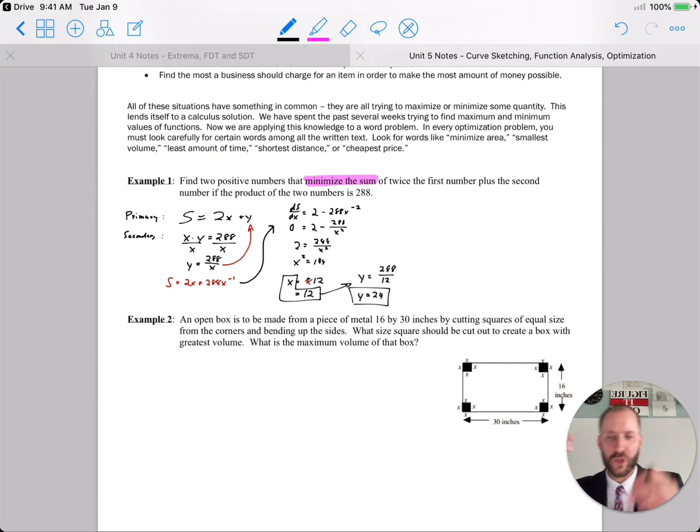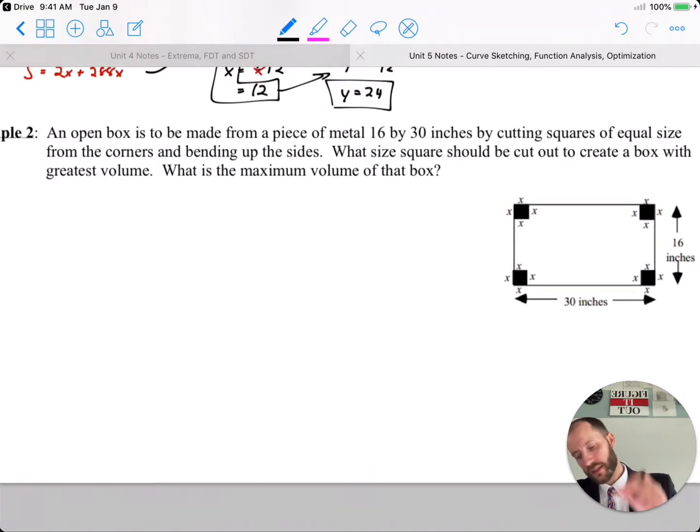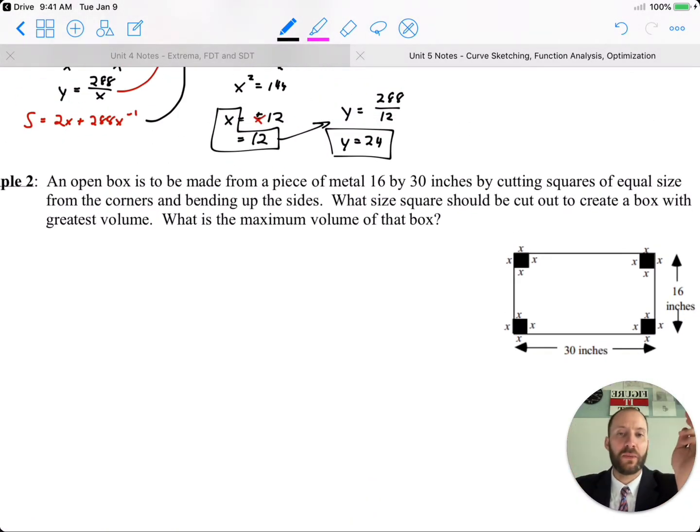Let's look at example 2. An open box is to be made from a piece of metal, 16 by 30, cutting squares out of every corner, but not naming the size. What size square should be cut out to create a box with the greatest volume? Right there, the greatest volume. And then they say it in the next sentence: what is the maximum volume of the box?